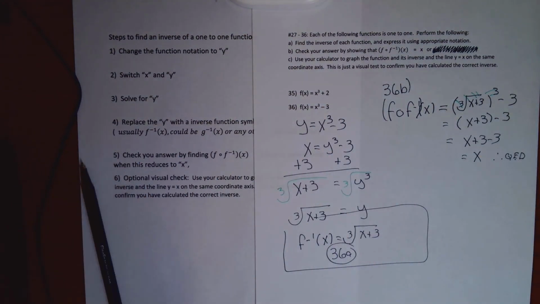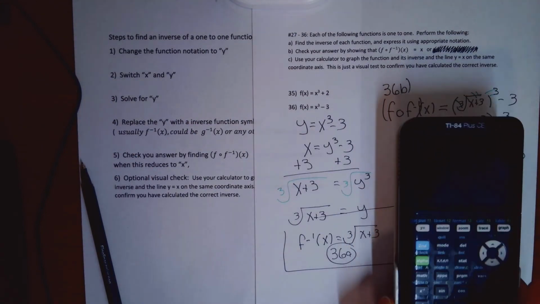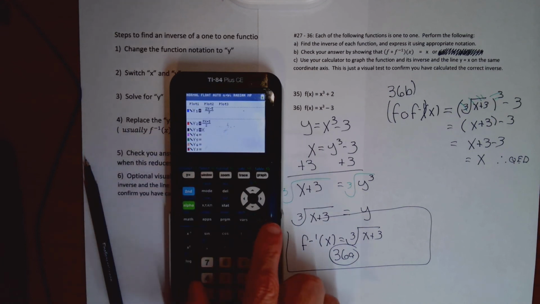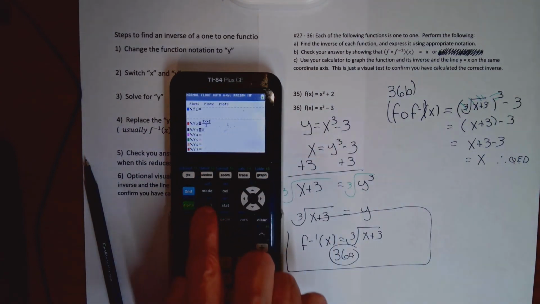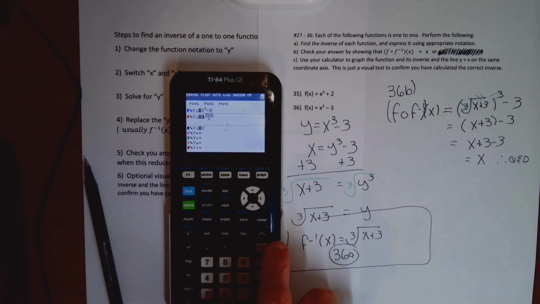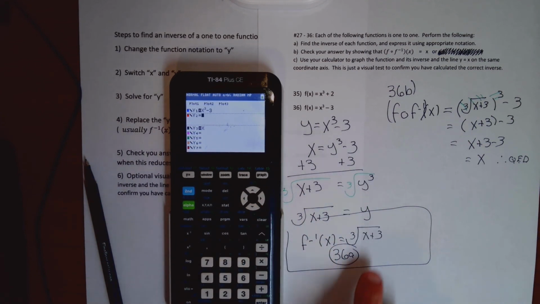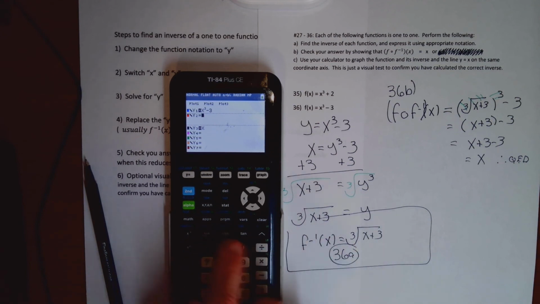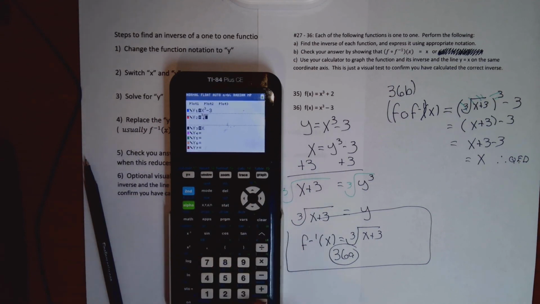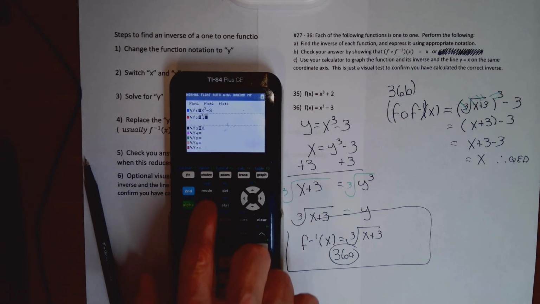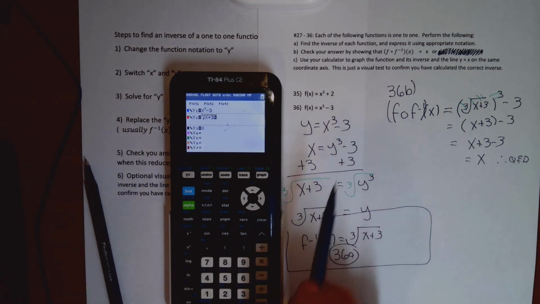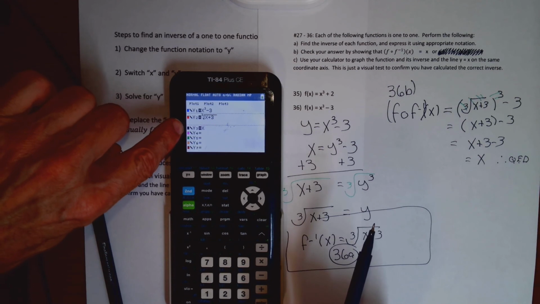Let me show you these. I'll graph these on the same axes. So on the y1, I'm going to enter x cubed minus 3. And in y2, I need to do the cube root of x plus 3. I hit my math key, go down to option 4 that says cube root, and then I want x plus 3. So my calculator is going to graph both functions and the line that they're supposed to be mirrored images across.